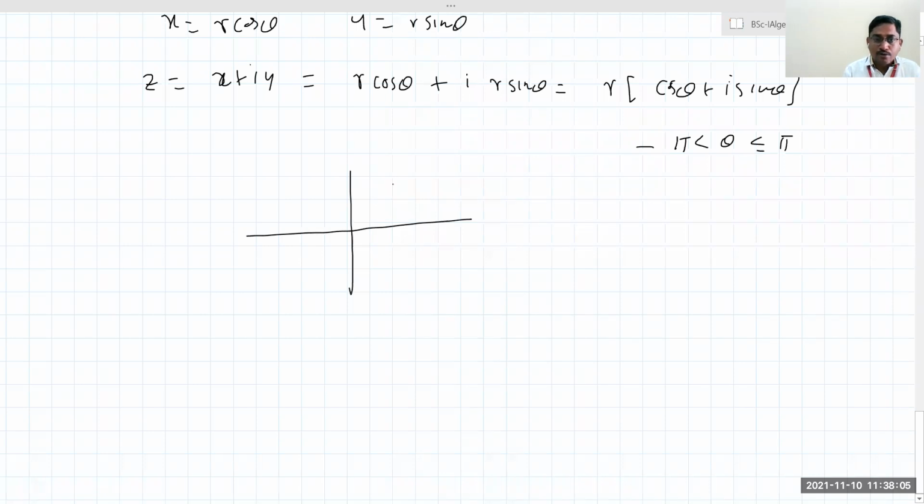Why principal value? Suppose you have a complex number at this position, and this is the theta angle. If I rotate this by 2 pi, the same number rotated by 2 pi, what is the angle now? Theta plus 2 pi. With theta plus 2 pi, the position of the complex number is the same. That means in this case, theta and these two values are the same. So when I write cos of theta, the cos of this will be the same thing. When I write sin theta, it will be the same thing.